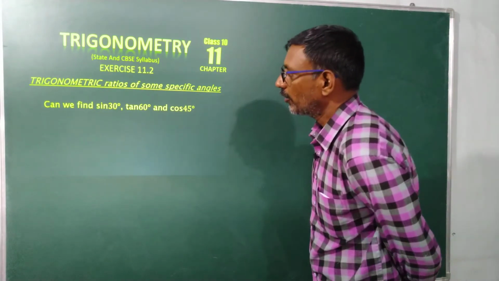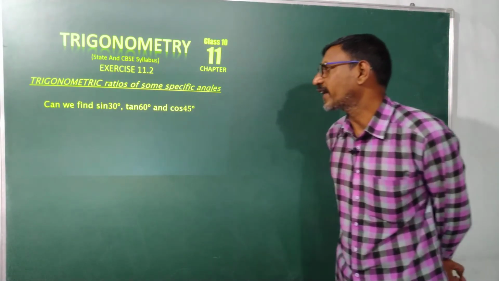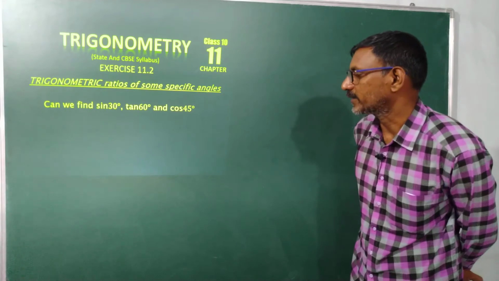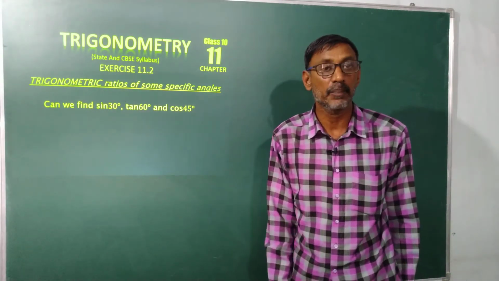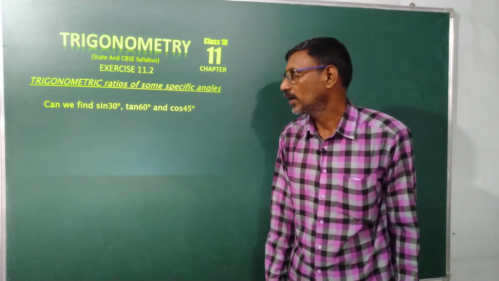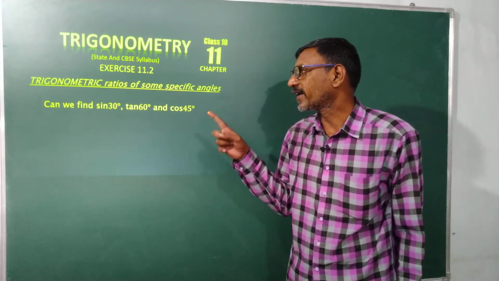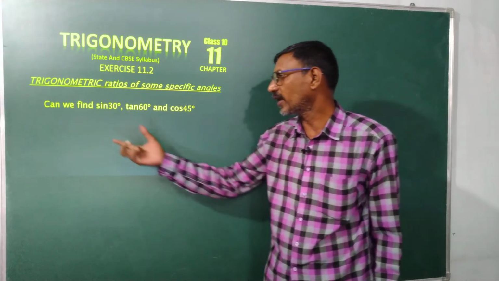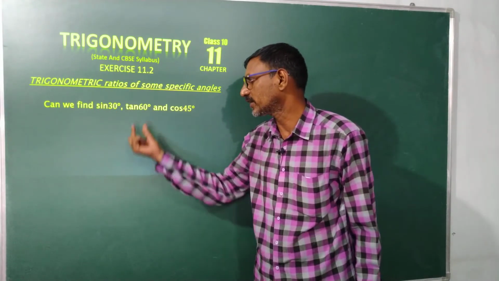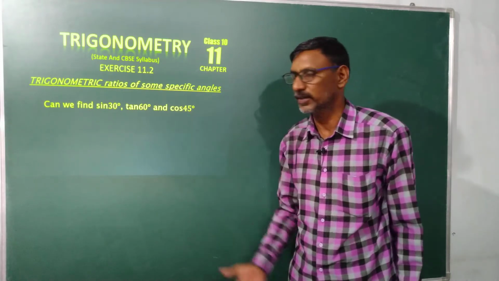In this video, we discuss trigonometric ratios of some specific angles. This is a very important concept. Clear. Trigonometric ratios of some specific angles. Here I have taken for example sin 30 degrees, sin 60 degrees and cos 45 degrees.